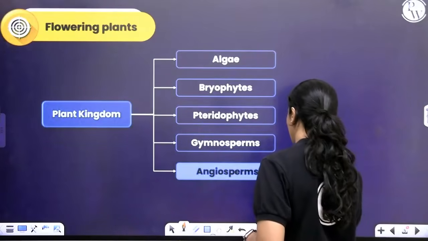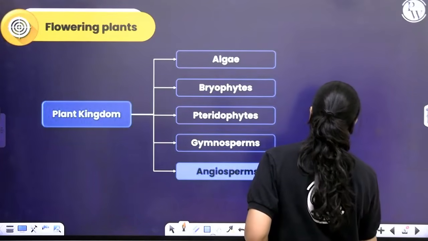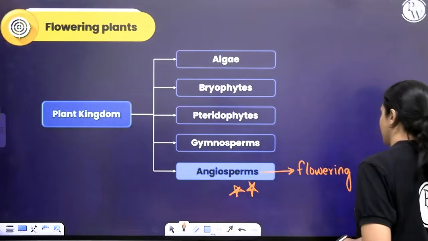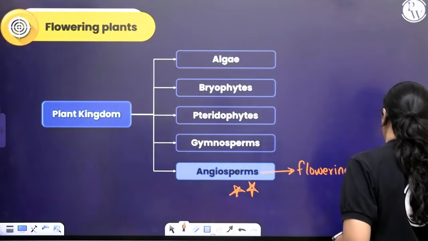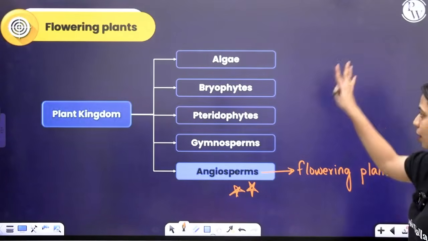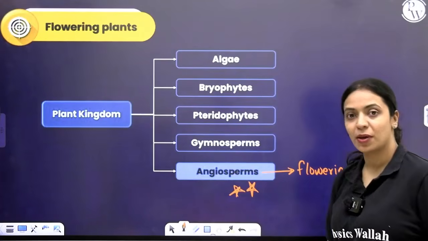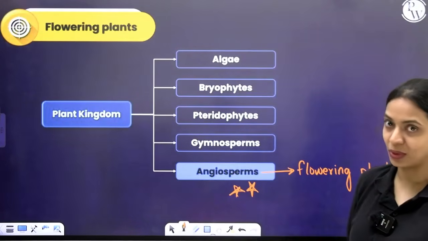Okay, so angiosperms are nothing but flowering plants, right? So in this chapter, we're going to focus exclusively on how sexual reproduction takes place in flowering plants that are also called angiosperms. We know that all plants don't produce flowers. Flowers are the characteristic feature of angiosperms. You see it in angiosperm group of plants only.